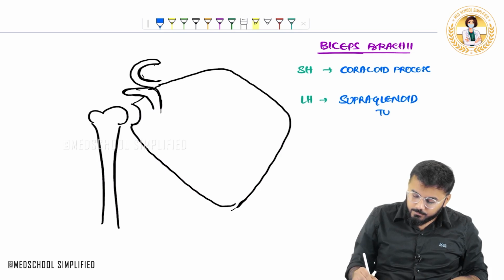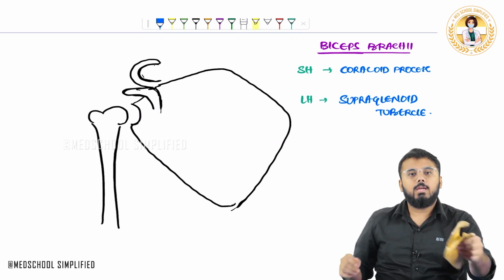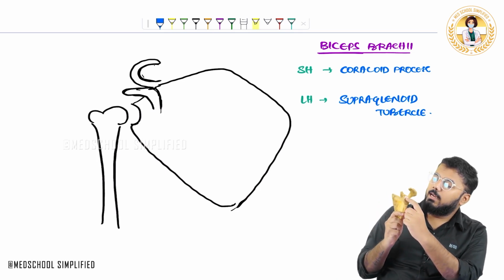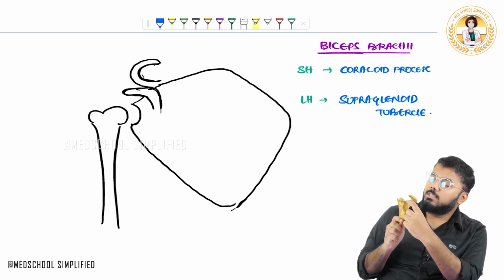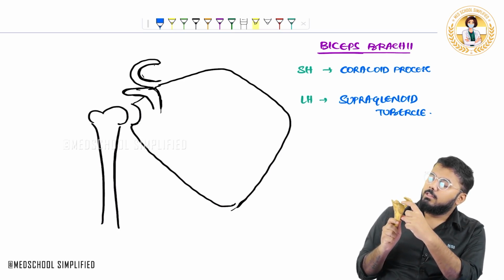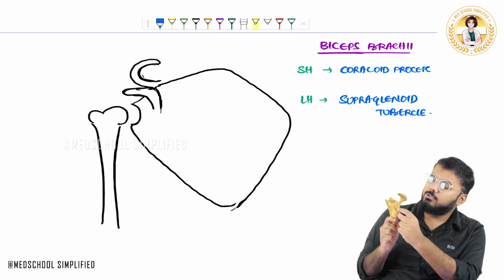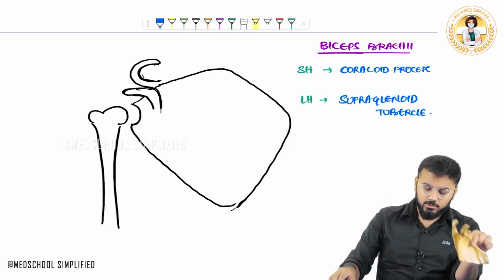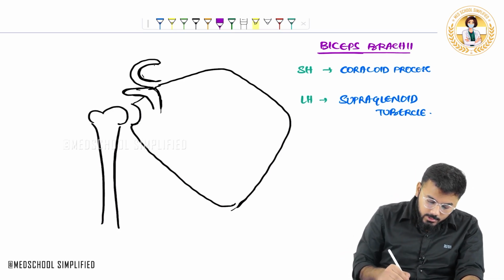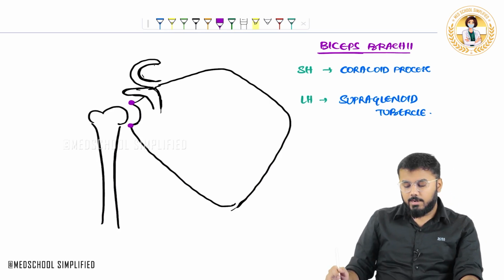Supraglenoid tubercle, right? So if you look at the scapula over here, this is the glenoid cavity, right? Now above this glenoid cavity and below this glenoid cavity, the sharp points that are there, this is called the supraglenoid tubercle, this is called the infraglenoid tubercle, right? So if I have to show it to you on the picture, this would be your supraglenoid tubercle, the down one will be your infraglenoid tubercle.